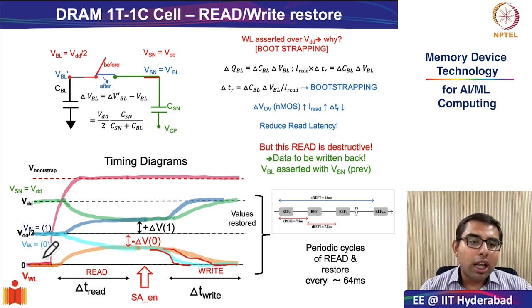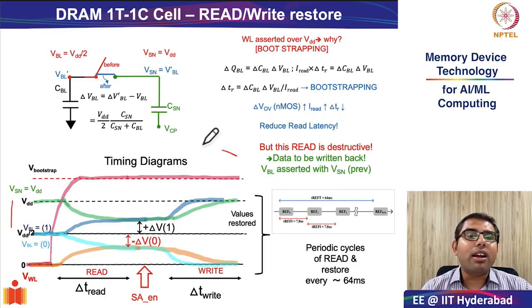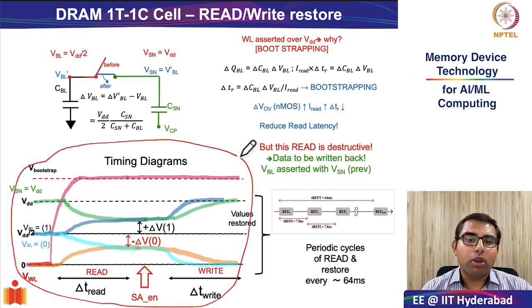Okay, so the initial value of the storage node was also 0, and through this read and then write back, you were able to restore the value of the storage node back to 0. So this is a complete timing diagram of your DRAM operation, which explains it. It's a little complicated.